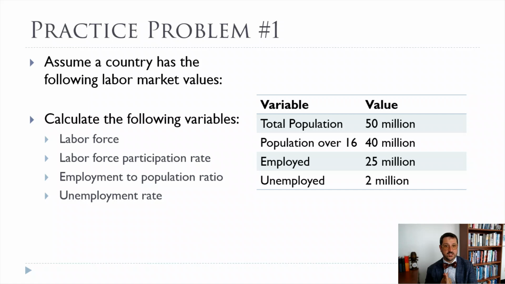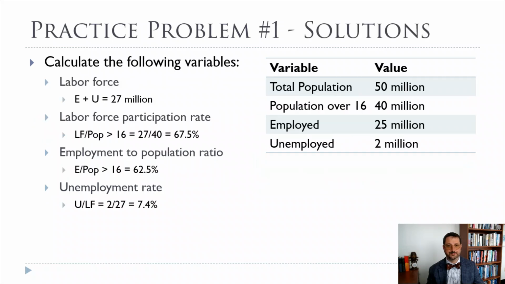statistics. So first is the labor force, then the labor force participation rate, then the employment to population ratio, and the unemployment rate. So if you want, you can pause the video here and take a stab at calculating those 4 ratios. Otherwise, you can continue on and we will do them together.